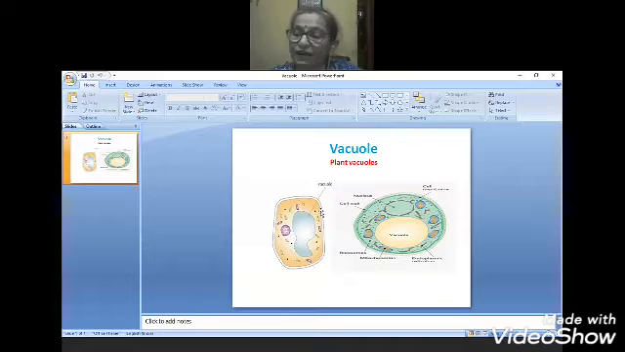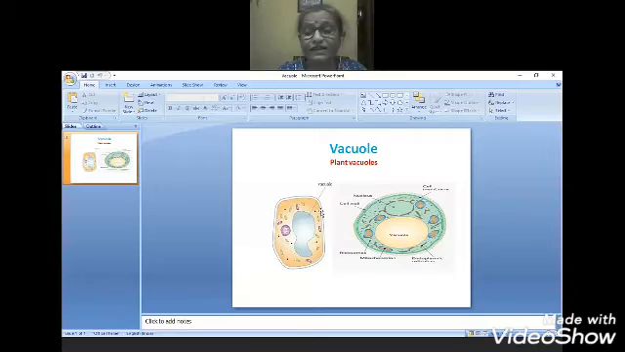Some animals like amoeba. In amoeba, the vacuole is there, which is called a food vacuole, which contains the food material. So that way the vacuole is important. They are smaller in size in animal cells, but in plant cells they play a very important role. As I told you, they provide turgidity and rigidity to the plant cell.